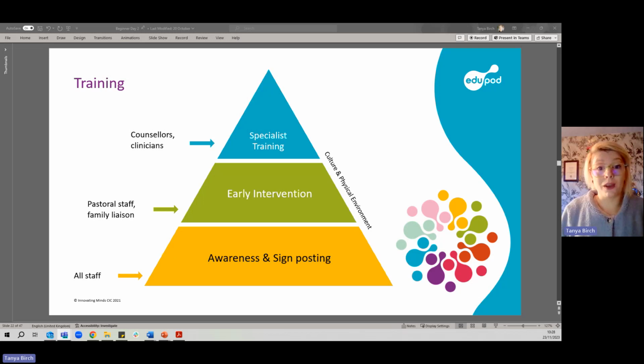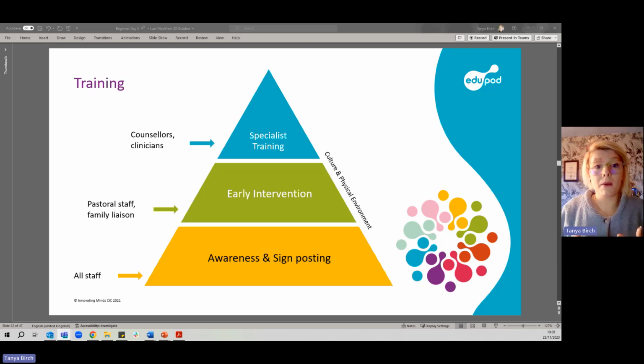It's also helpful to extend that out, making sure that your pupils have an awareness of this as well, and that your parents and carers have an awareness of this as well. But let's try and keep it focused on staff for the context of what we're looking at today. So awareness and signposting is all staff, and that's the reason why it's at the bottom. It's the biggest part of our triangle and our triad.